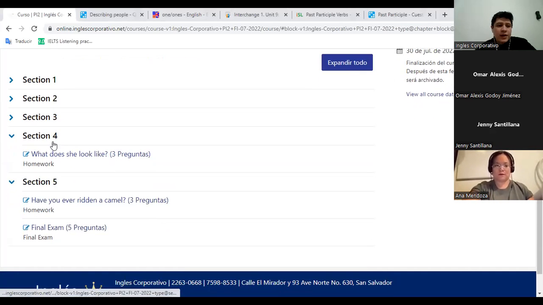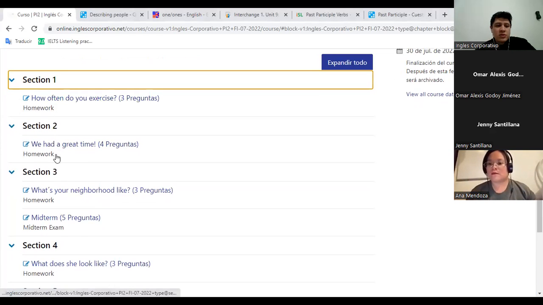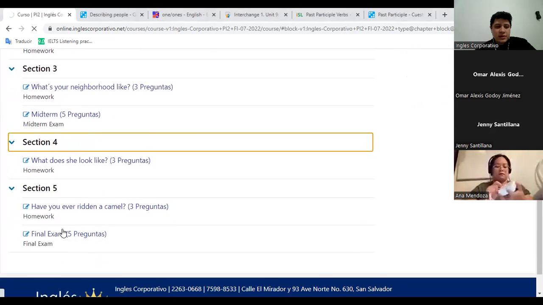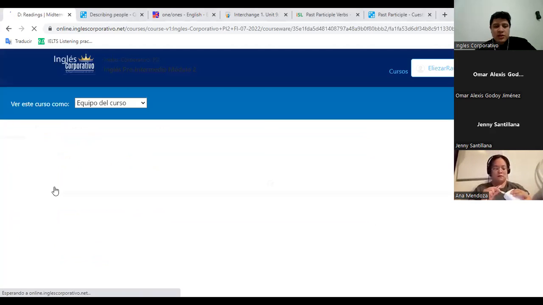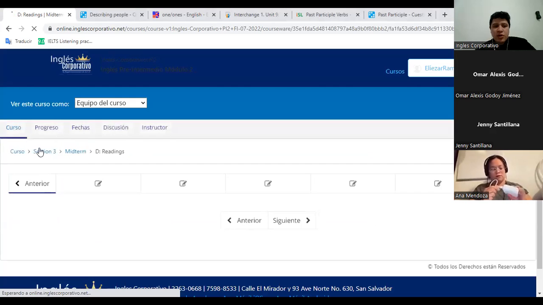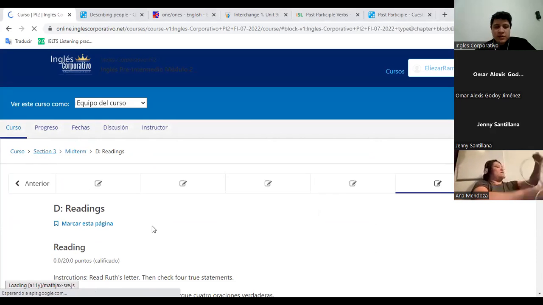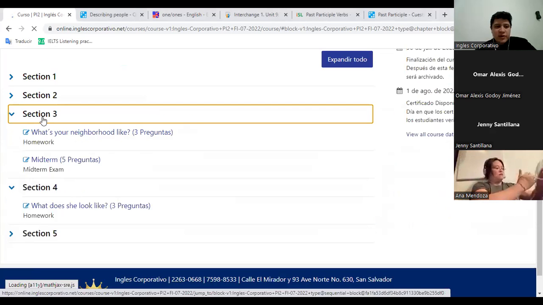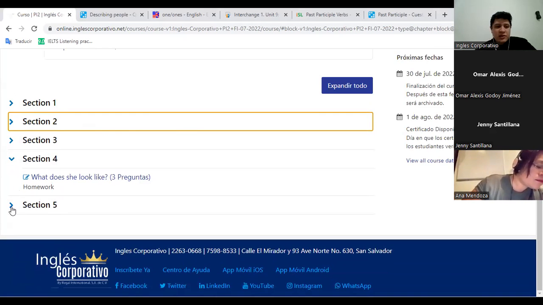According to the schedule, guys, we have finished sections 1, 2, 3, and already 4, right? Is there anybody that hasn't finished unit number 4? Or has everybody finished? ¿Ya todos terminamos unidad 4, chicos? Yes? Perfect. That's very nice because we are getting things ready for next week.